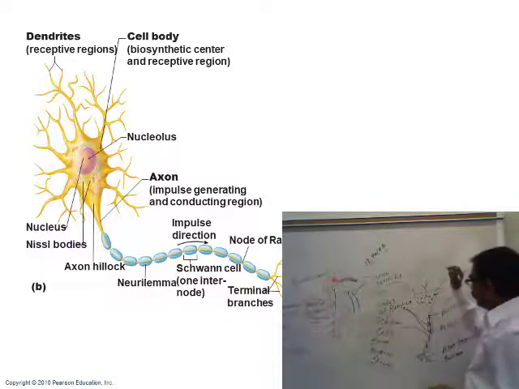Now always remember, this is very important, which way the electrical signal is transmitted. The dendrites always bring the signal into the cell body. So dendrites bring the signal into the cell body, and after the cell body processes that signal, the axon takes the signal out or away from the cell body. This is always true, unidirectional transmission.